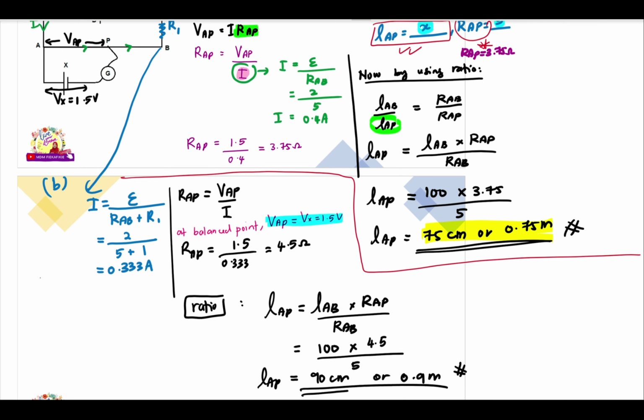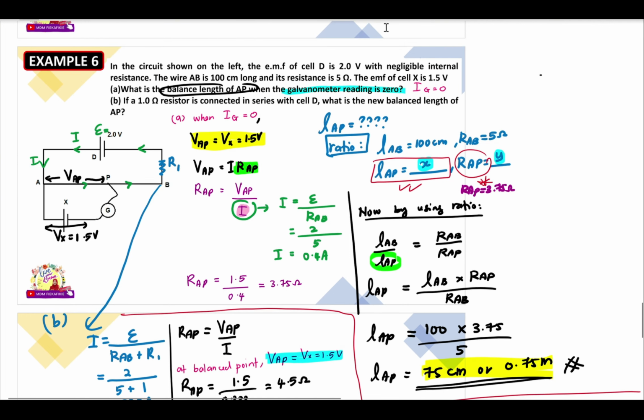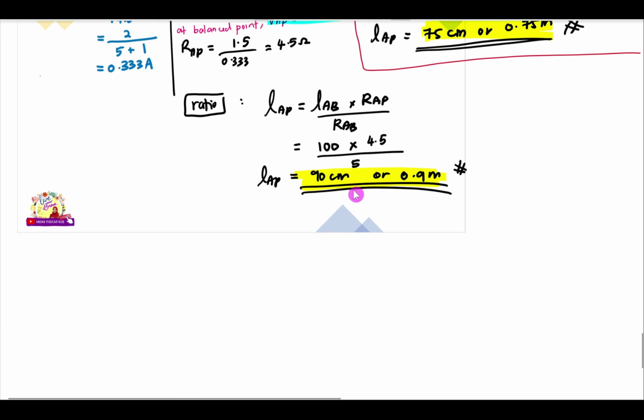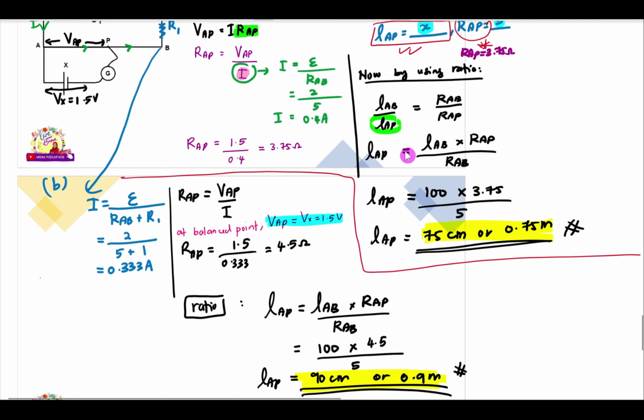Jadi, kenapa berbeza? Berbezalah sebab you dah kacau circuit tu kan. You dah tambah. Okay, kita dah tambah external resistor dekat sini. Untuk soalan A, dia kosong saja atas ni. Dia hanya ada resistance of wire AB sahaja. Tapi untuk soalan B, dia kita tambah pula dia punya external resistor R1. Dan kita ada pula resistance RAB. Alright. Jadi saya rasa itu saja untuk soalan bagi chapter 3.